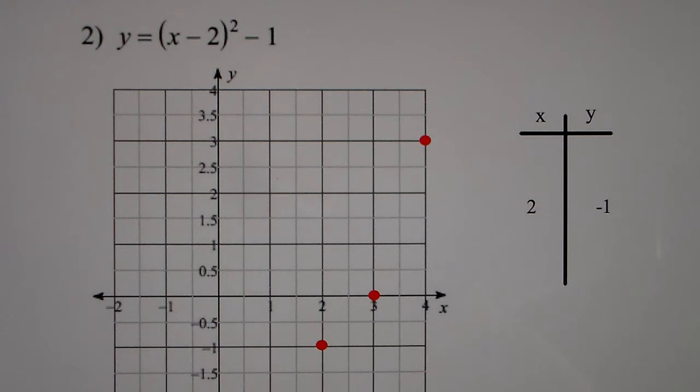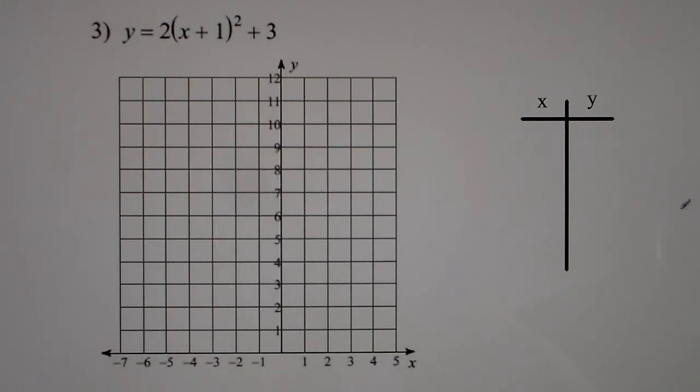Then we also need to plot the point 0 left, right, 3 up. And we need to plot the point 1 to the right, 0 up, down. Then we connect them. Make sure it goes through that point. Voila. There's our parabola. And it continues to go up and up and up on both sides.